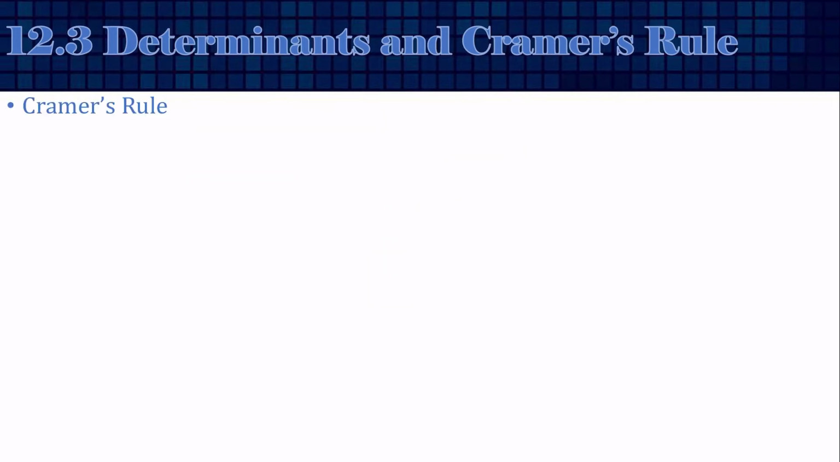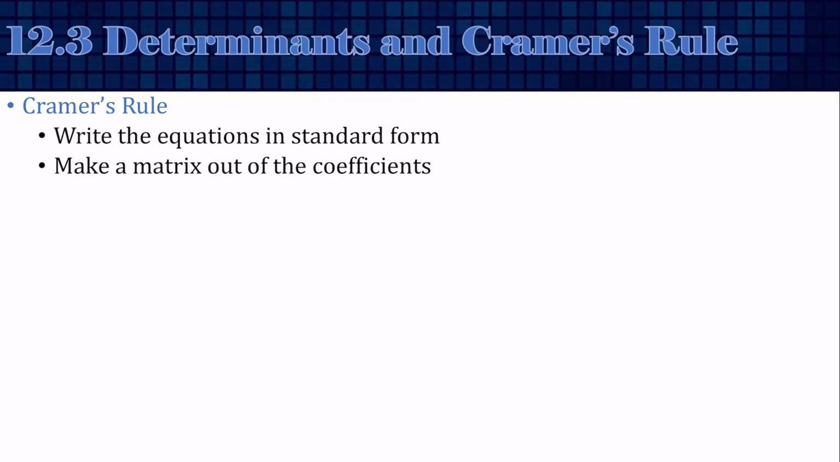Our other application is how to solve a system of equations using matrices. One way to do that is with Cramer's rule. What we do is we write our equations in standard form, so it's your system with the x's, the y's, and the equal signs all lined up. And we make a matrix out of the coefficients.